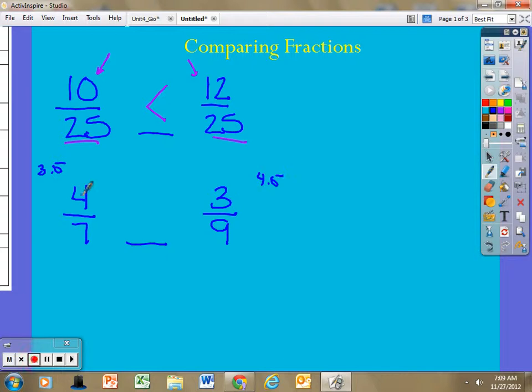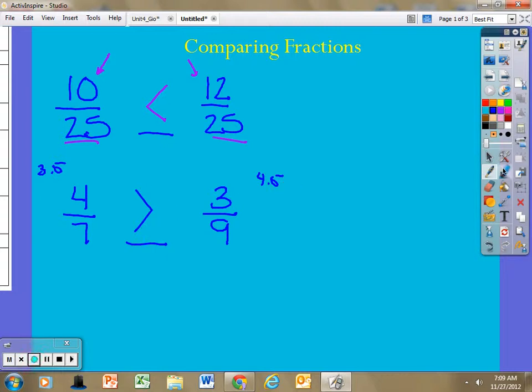Now let's see. I have 4 here, which is greater than a half, because half of 7 is 3.5. If I go over here, half of 9 is 4.5, and I have 3, which is less than that. So I know that 4/7 is greater than 3/9. Okay, so that's another way we could do it.